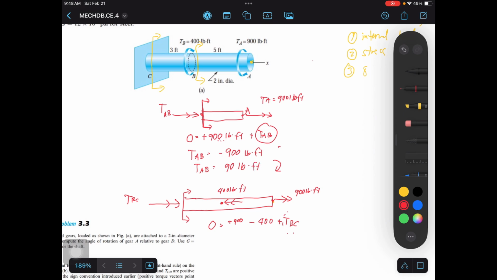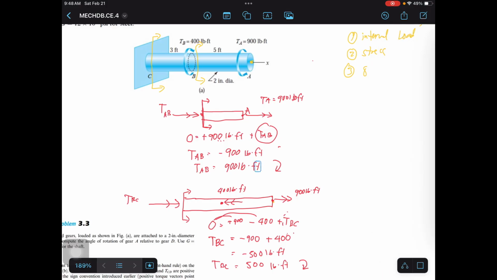So, let's isolate TBC to get its magnitude. Transpose the two: negative 900, positive 400. So, how much is this? This is negative 500 pounds-feet. It became negative again, meaning our assumed direction for TBC was wrong. So, TBC should be, instead of counterclockwise, clockwise. So, it is a clockwise rotation also. Okay? Wait, I left something out.